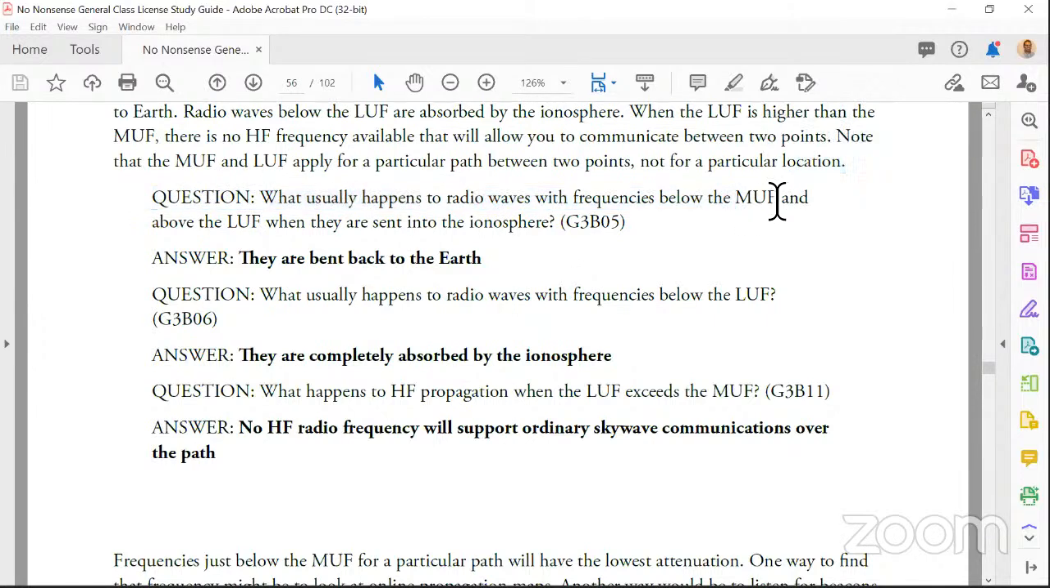So therefore, you are well within your range. What happens when you transmit on a frequency below the MUF and above the LUF, and you send it to the ionosphere? Well, the ionosphere does exactly what we would like it to do as hams. It will bounce it back to Earth. So the answer is, those frequencies are bent back to Earth. So that's how the radio frequency propagates, and that's how as hams we communicate. We are depending on the ionosphere to bounce our signals so it returns back to Earth. Once it's below the MUF and above the LUF, that is your sweet spot.